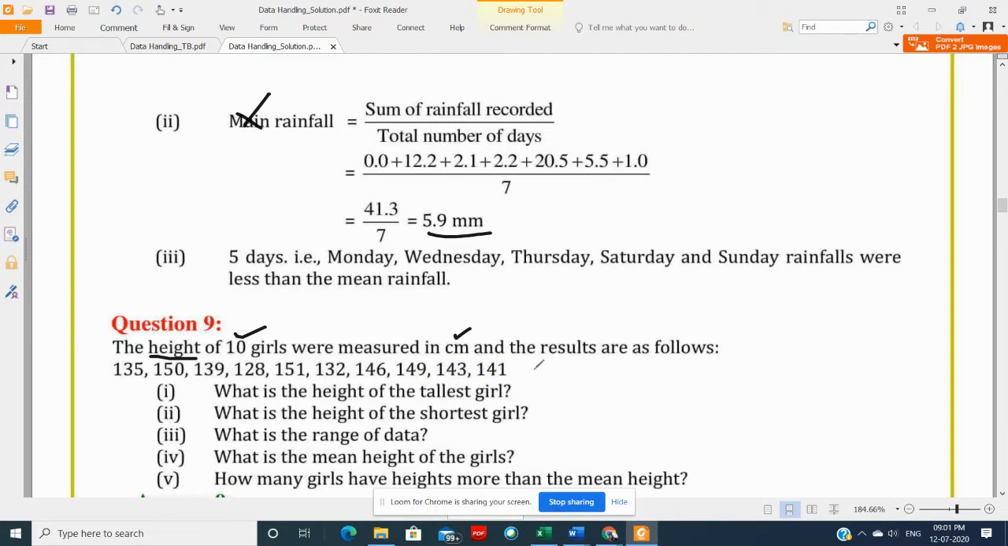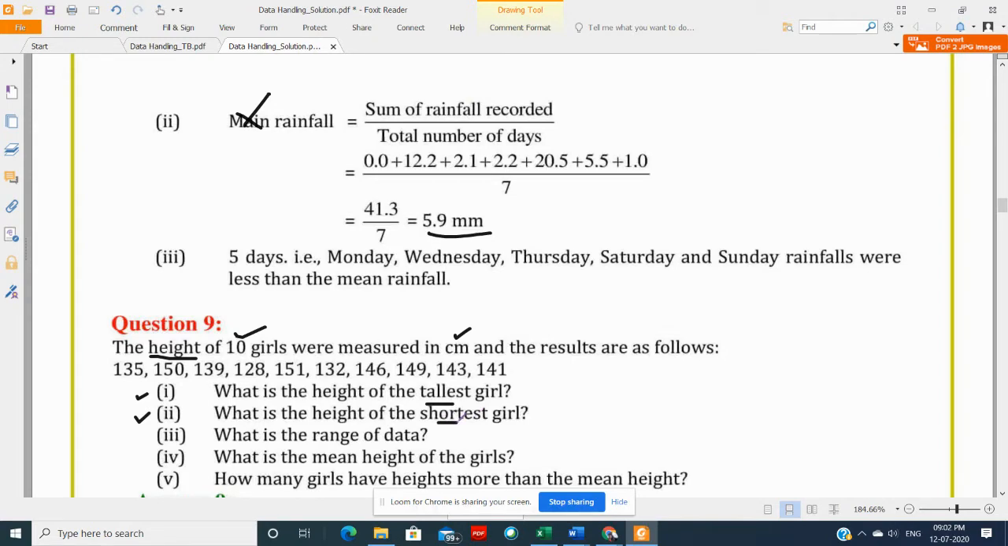I can see that no data is being repeated, no number is being repeated. So I don't have to go into the detail of tabular form or tally marks or anything like that. So cool, let's just start with question 1. What they are saying is, what's the height of the tallest girl? When you talk about tallest, in the very next question they again ask you the shortest.